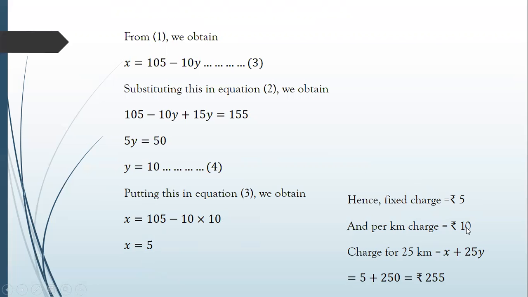First you have to give 5 rupees, then however many kilometers, that much into 10. Now for 25 kilometers, the second part of the question was how much he has to pay for 25 kilometers. So for 25, fixed charge plus 25 kilometers into the per kilometer charge. So 5 plus 250, which will be 255 rupees, will be charged.